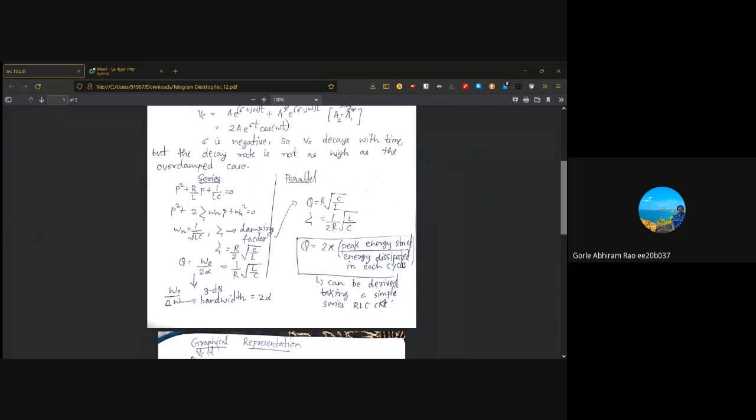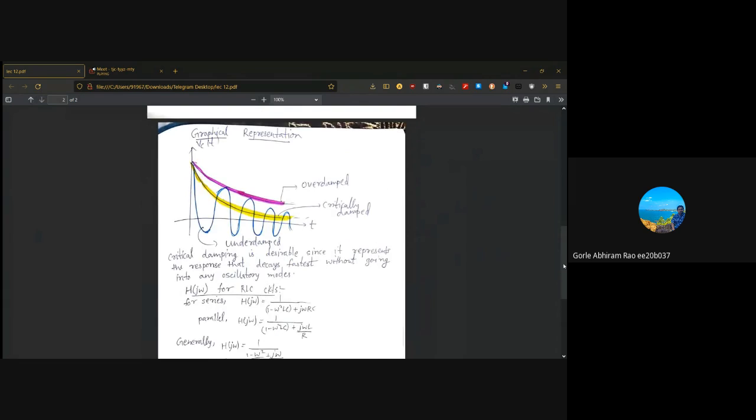Another way of defining this quality factor would be Q equals 2 pi into the peak energy stored divided by the energy dissipated in each cycle. This can be derived by taking a simple series RLC circuit. You can check that this relation also holds true, and it is something we can make use of.